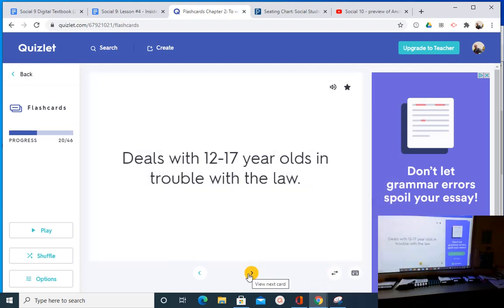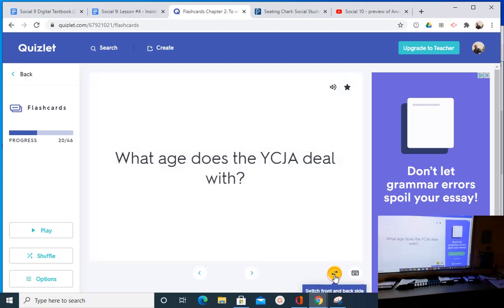What deals with 12 to 17-year-olds in trouble with the law? Well, what age does the YCJA deal with, right? The YCJA deals with that segment, that demographic, 12 to 17-year-olds. If you're 18, you're tried as an adult. If you're under 12, that is some serious gray area.